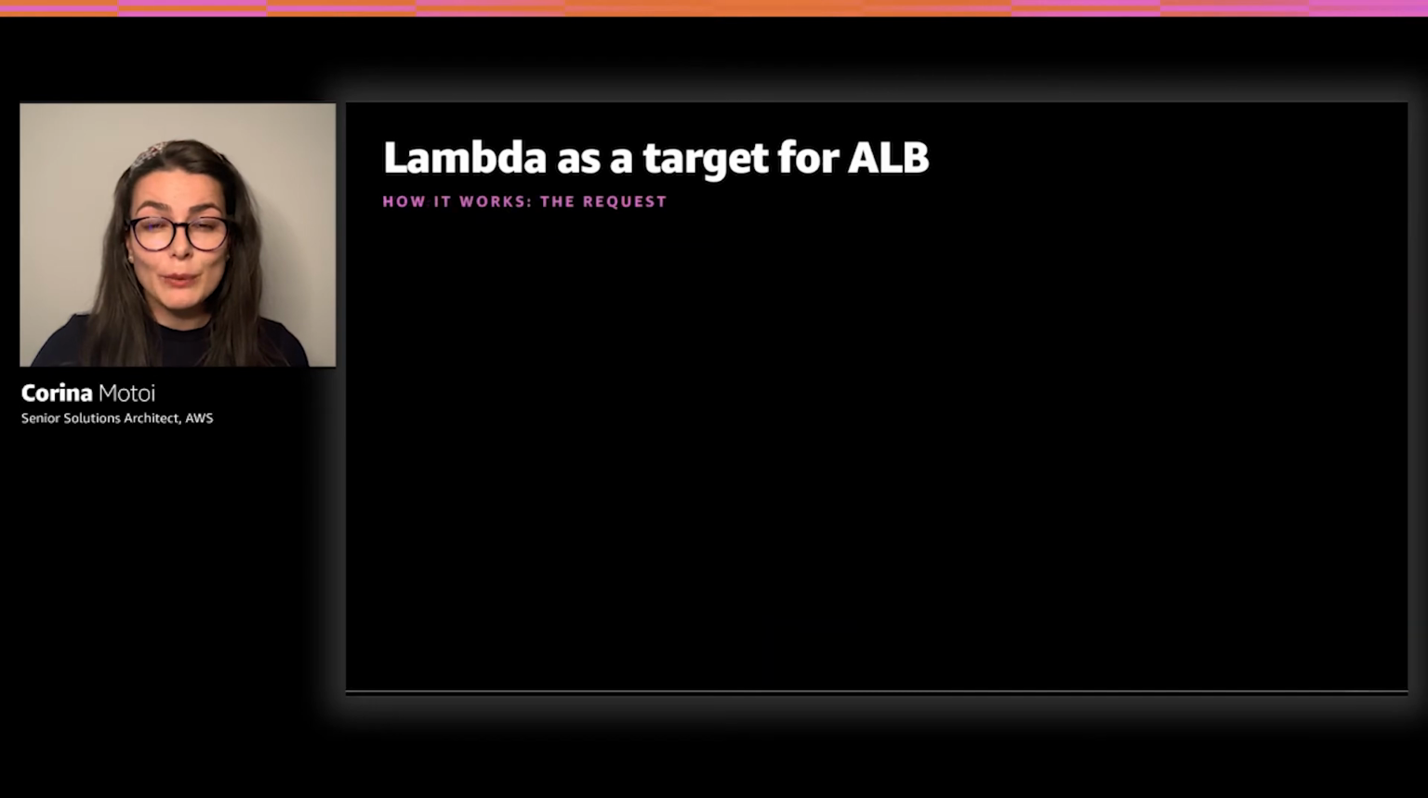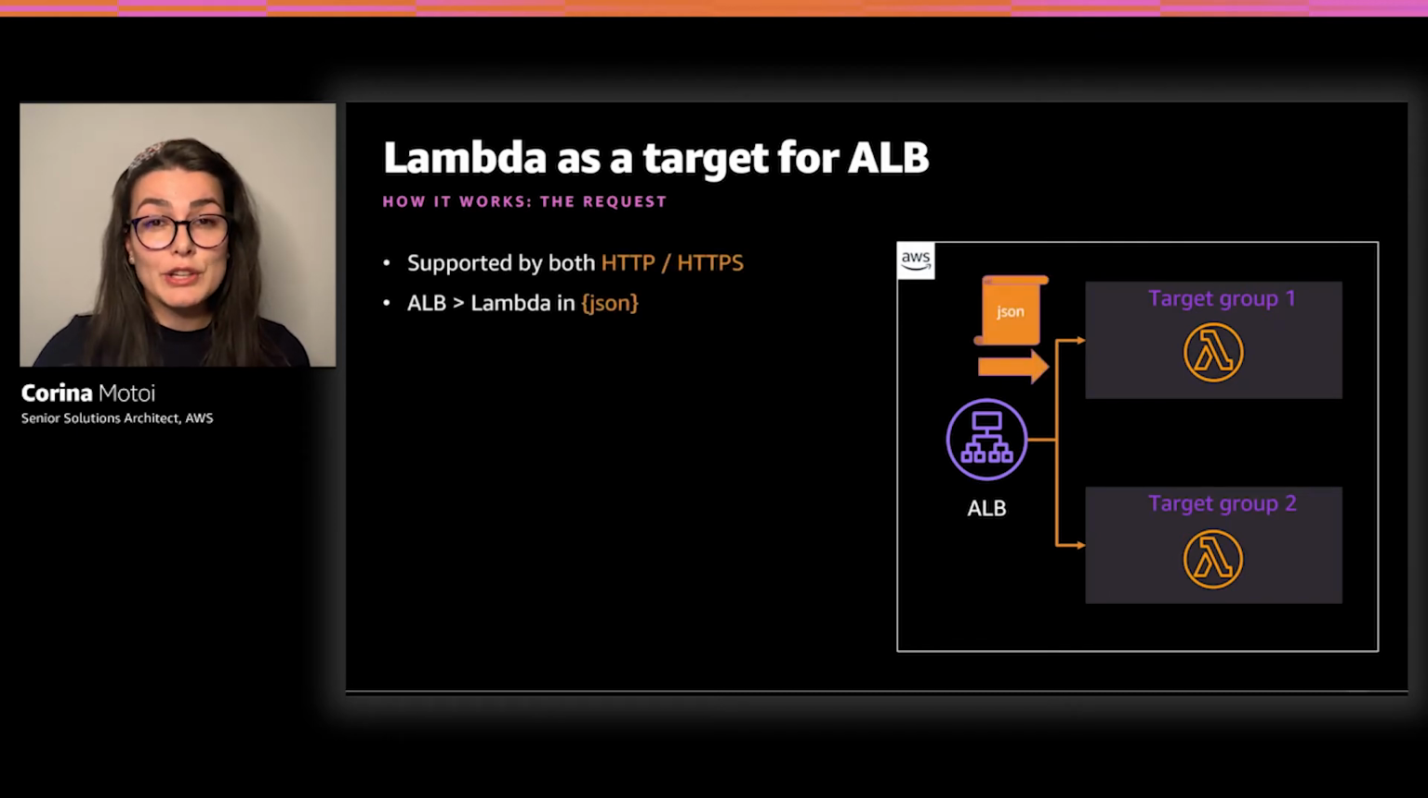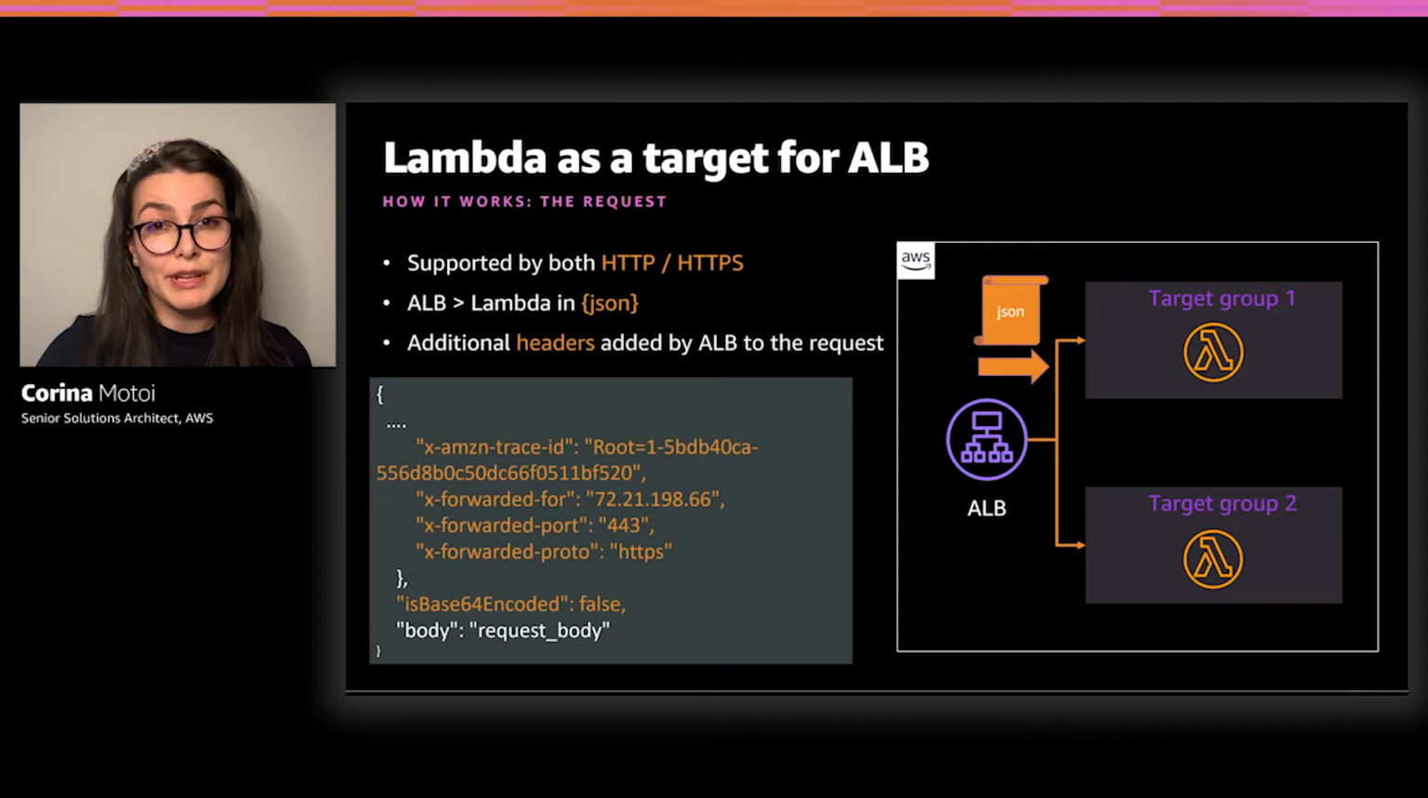How does it actually work? Well, you create your load balancer and then you create your target groups with the type Lambda. You can choose to send each listener to a different Lambda function, or you can have multiple listeners going to the same Lambda function. The HTTPS requests are passed by the ALB to the Lambda function in JSON format according to the routing rules that you have configured. And in that JSON format, the ALB will add 4 additional headers to each of the requests that it receives.